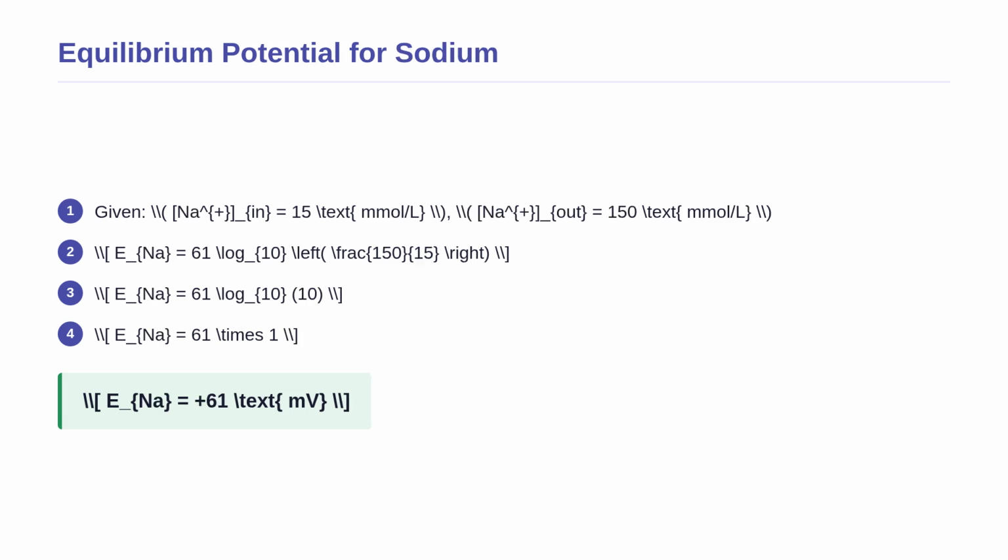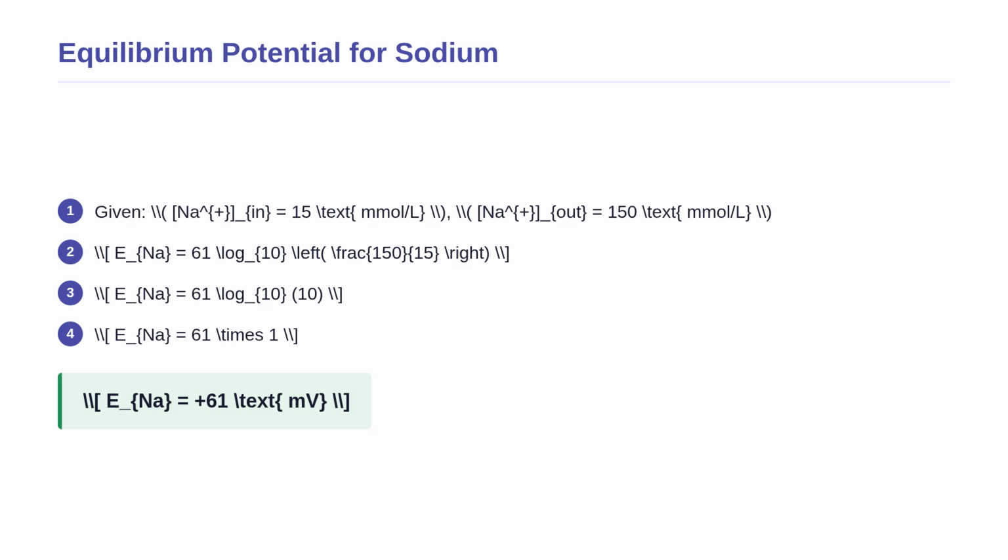Having calculated potassium, let us apply the exact same approach to sodium. For sodium, the concentration is much higher outside the cell than inside. We are given an outside concentration of 150 and an inside concentration of 15. We place 150 in the numerator and 15 in the denominator. Dividing these gives us exactly 10. The base 10 logarithm of 10 is simply 1. We multiply this by our constant of 61. Our final answer is positive 61 millivolts.